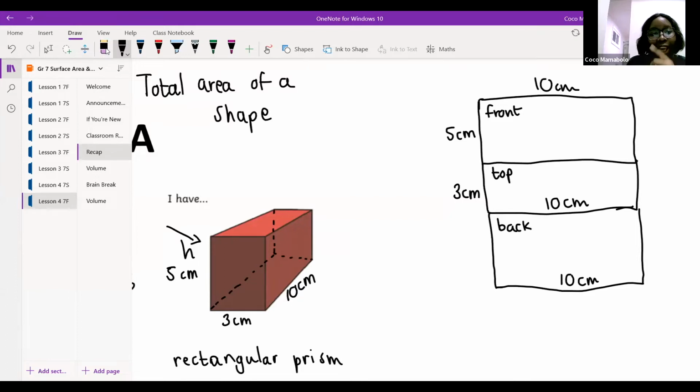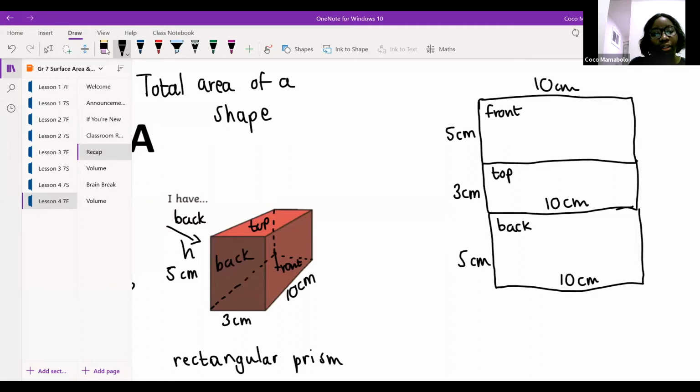So if we look at the front, which is the side over here, and we look at the back, which is the side over here, we notice that they look exactly the same. So if the length of my front is 10 centimeters and the breadth is 5 centimeters, then the back is also going to be 10 centimeters and 5 centimeters. There we go. Now we've done the front, the top, the back. Which side is missing, Ola?